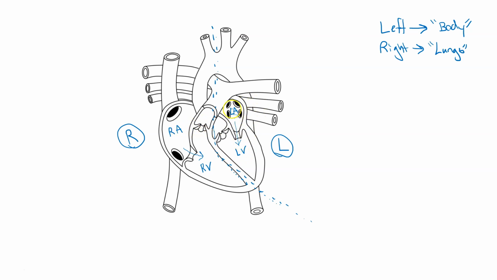Okay, so blood will come into the left atrium, into the left ventricle. When the left ventricle squeezes, it will actually shut this valve. We'll talk about the valves in a minute. And blood will be ejected out this big tube right here, which is called the aorta.